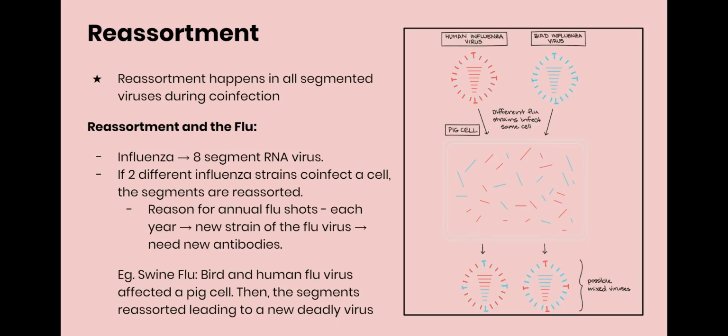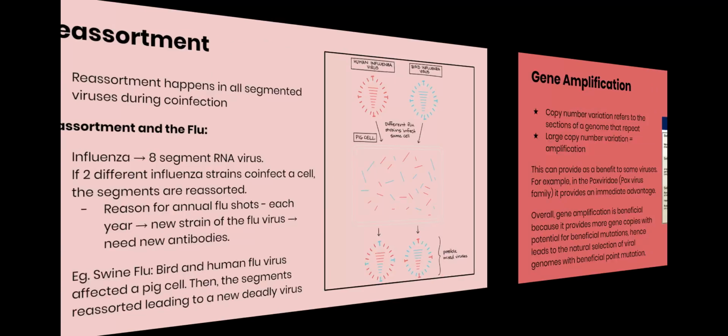A more specific example is swine flu. When bird and human flu viruses affected a pig cell, the segments reassorted, leading to a new deadly virus, and that can be seen in the picture here.